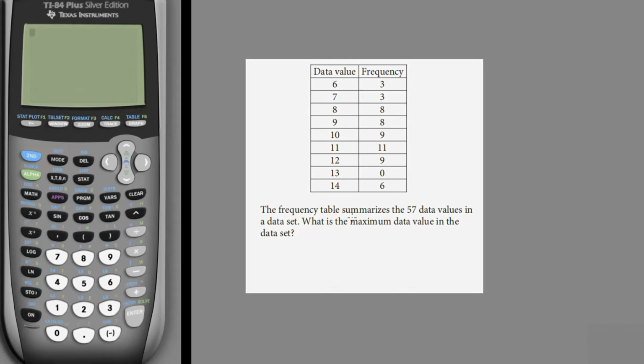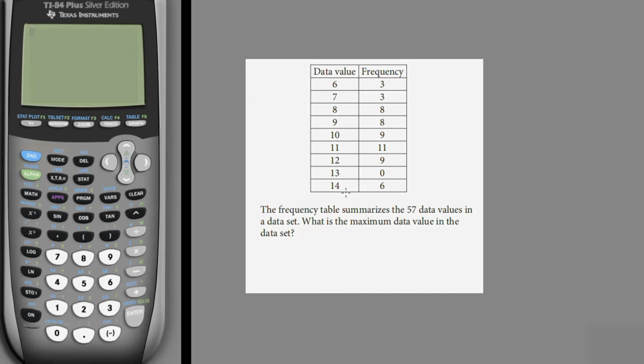So just looking at this question, I already identified that the answer is 14. This is the column for data value, and this is the column for frequency. The data value 14 has a frequency of 6. This 14 value we have here is the highest number listed.